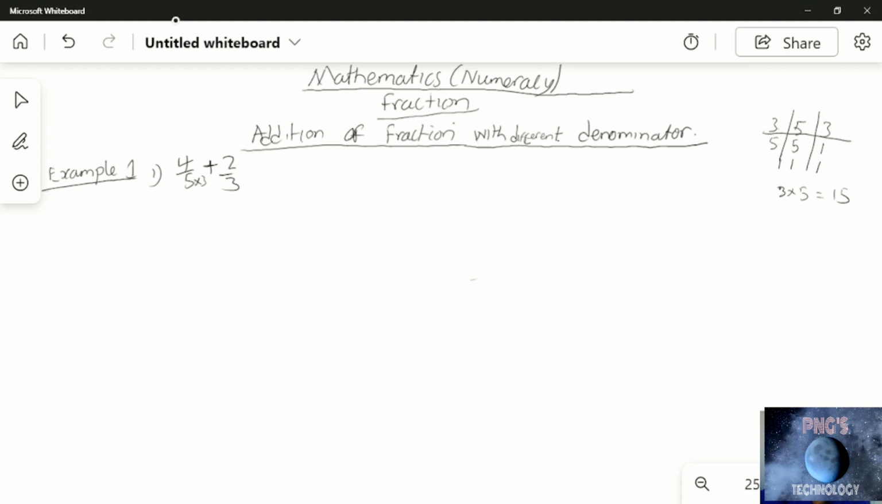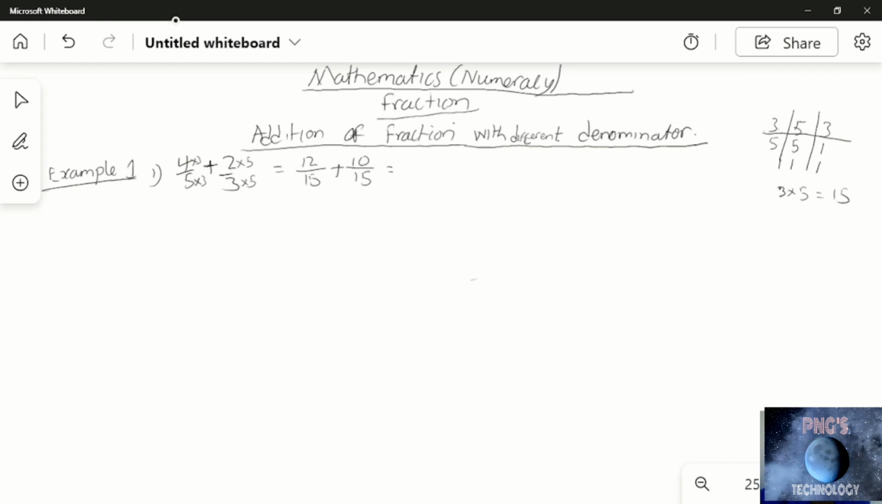So this multiplier, times 3, we're going to apply to the numerator. We put it right here, which is times 3. The same thing applies here: 3 times what gives us 15? 3 times 5, so we put times 5, and this multiplier we raise up to the numerator, times 5. So now 4 times 3 is 12 all over 5 times 3 is 15, plus 2 times 5 is 10 all over 3 times 5 is 15.